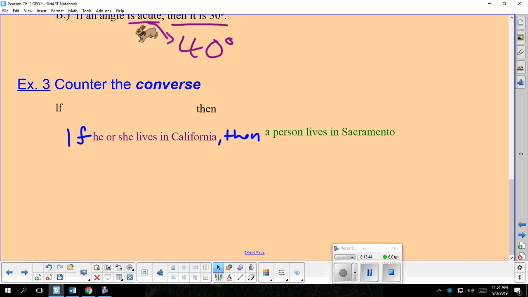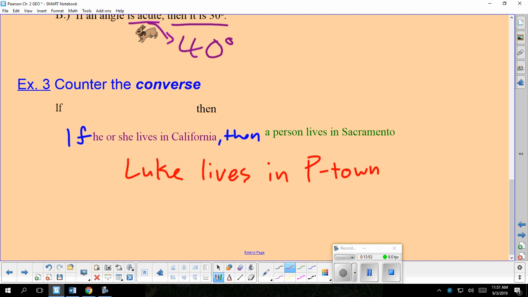So Luke lives in P-Town and lives in California. So Luke checks that box. He lives in California, but he lives in Placerville, not Sacramento. So that would be a counterexample to that statement. A single example that shows that that statement is not always true.